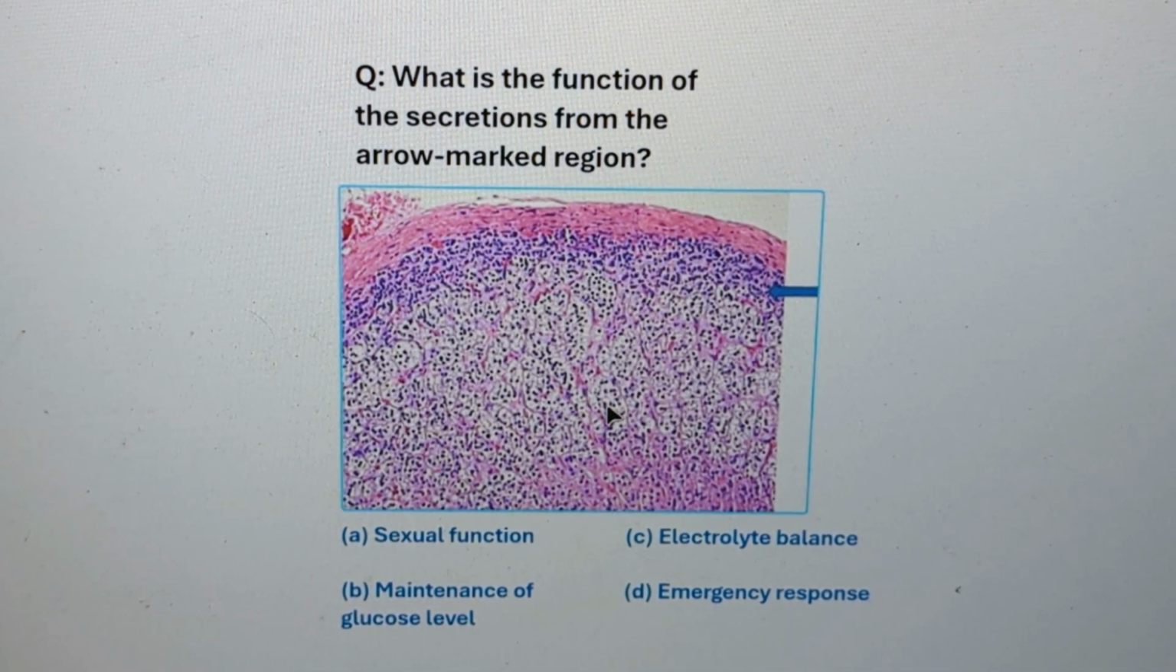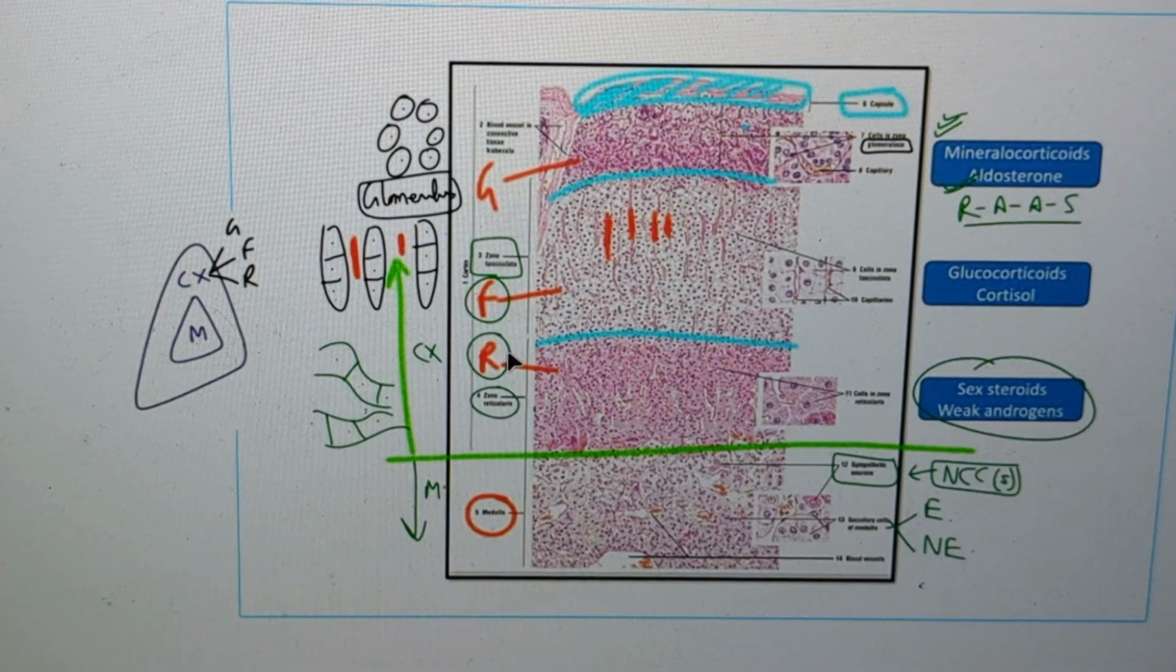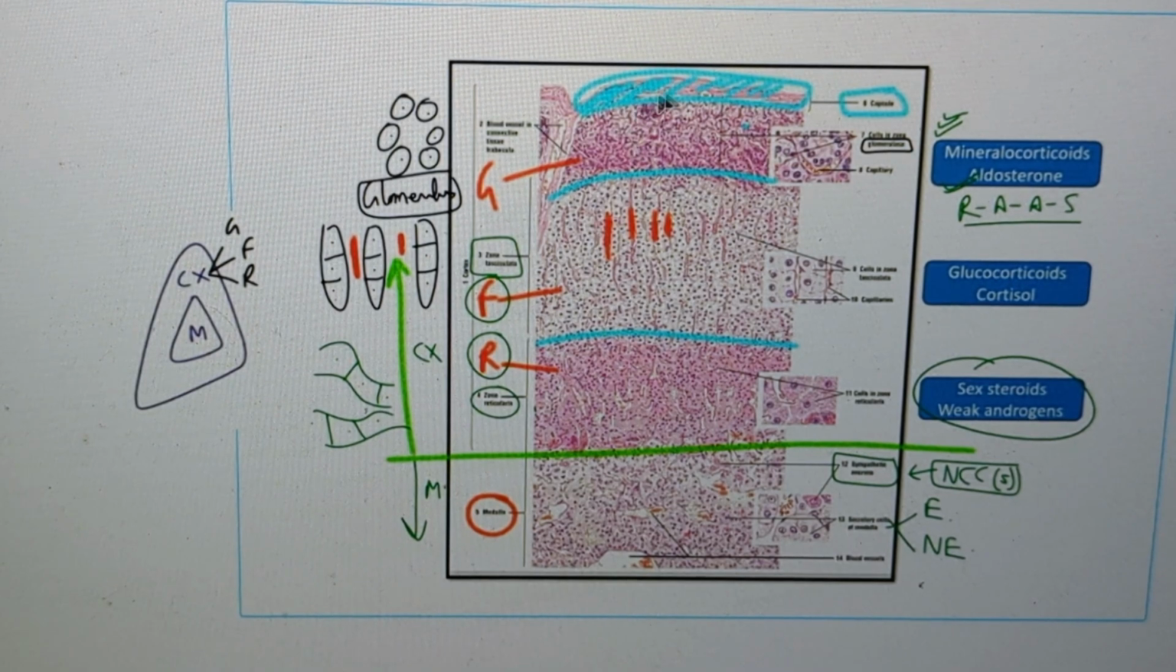Firstly, let's have an alternative slide for the detailed discussion. The slide represents the adrenal gland structure. Adrenal gland consists of two main parts. As you see, the green line separates outer cortex and inner medulla. The gland is covered by a capsule composed of collagen fibers.